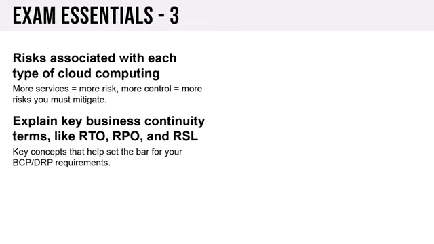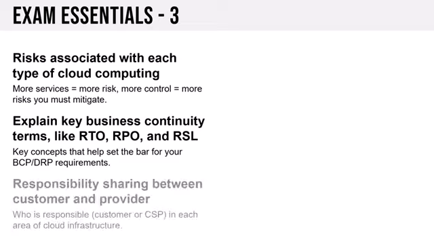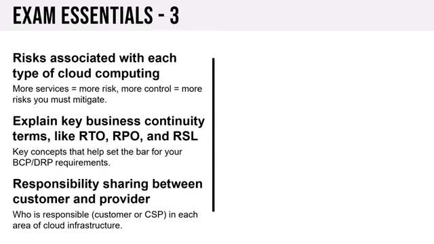Explain key business continuity terms like RTO, RPO, and RSL. If you are not familiar with these acronyms, you will be by the time we're done with this session. These are key concepts that help set the bar for your business continuity plan and disaster recovery plan requirements. Responsibility sharing between customer and provider, so essentially who is responsible, customer or CSP, in each area of cloud infrastructure.